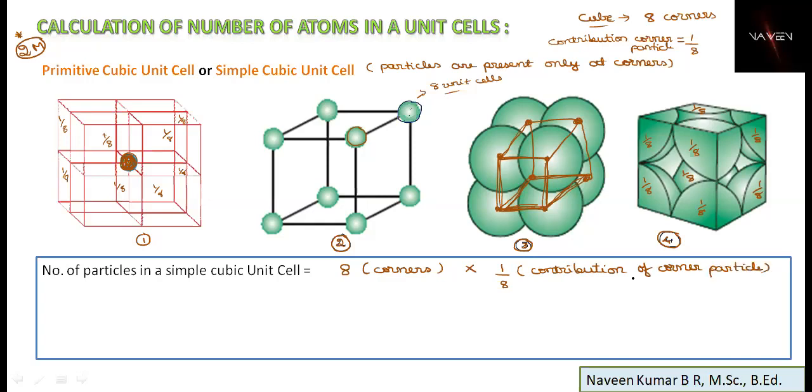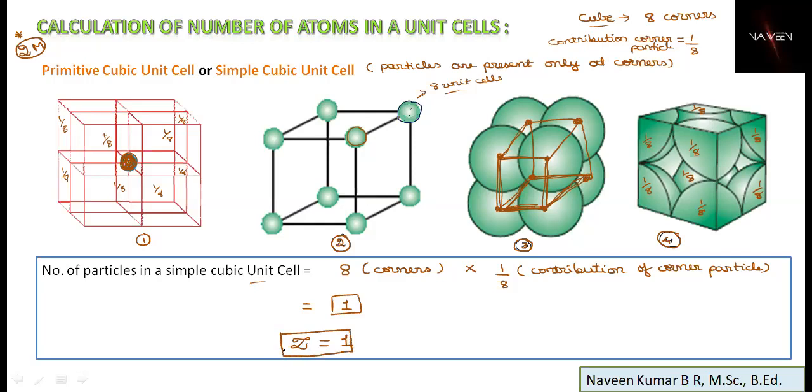As we are discussing for a particular unit cell, the contribution of a corner particle per unit cell is 1 by 8. Now if you simplify the number, 8 into 1 by 8 is 1. Hence, this is indicated by Z. Z indicates the number of atoms or number of particles in a crystal system. Now for a simple cubic system, this Z value, that is the number of particles or number of atoms or number of molecules per unit cell, is 1.